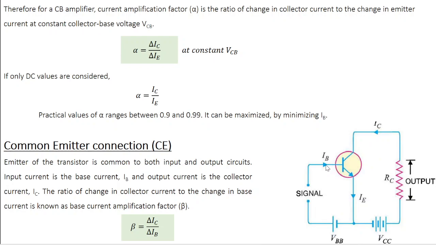Okay. So from the figure you can note that the input current is the base current and output current is the collector current. So the current amplification factor, here it is called beta. Beta is defined as the ratio of change in collector current to the change in base current. So beta is delta IC by delta IB. But if you are considering only DC values, then beta is going to be IC by IB.